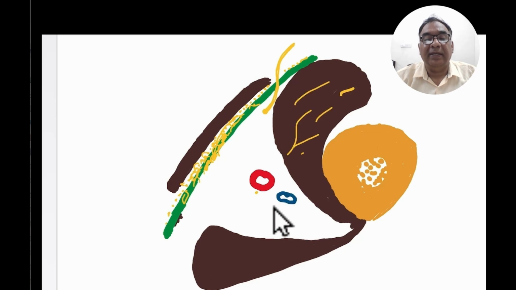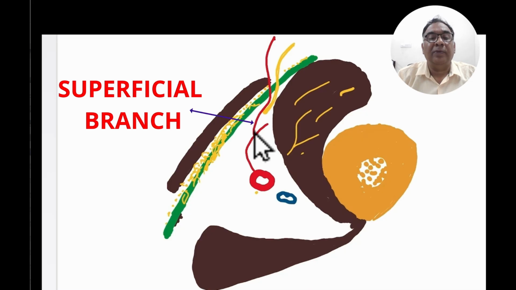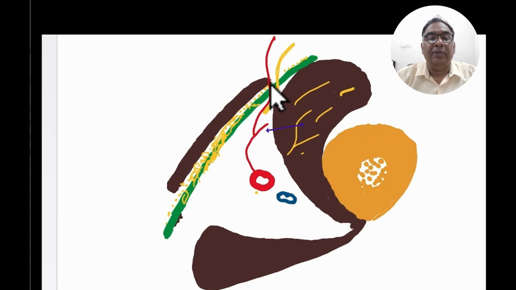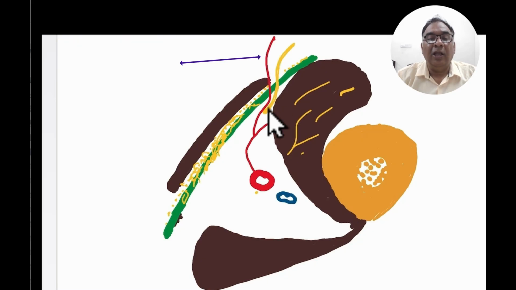Here in the lower part of adductor canal, femoral artery gives the descending genicular artery. Descending genicular artery divides into branches. This is the superficial branch and this is the deep muscular branch. Superficial branch of descending genicular artery is called saphenous artery. Here it runs along with saphenous nerve.